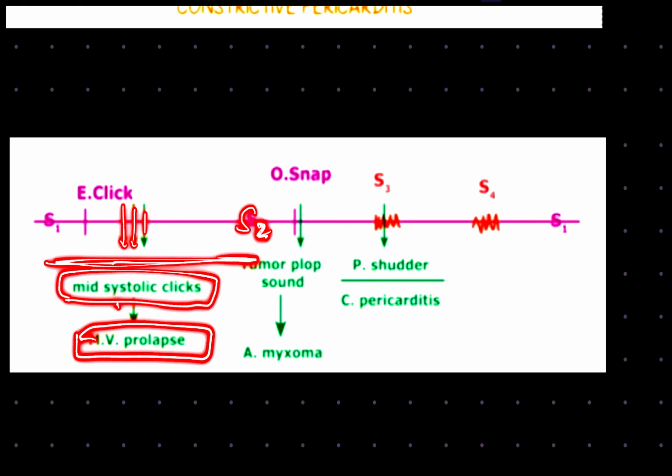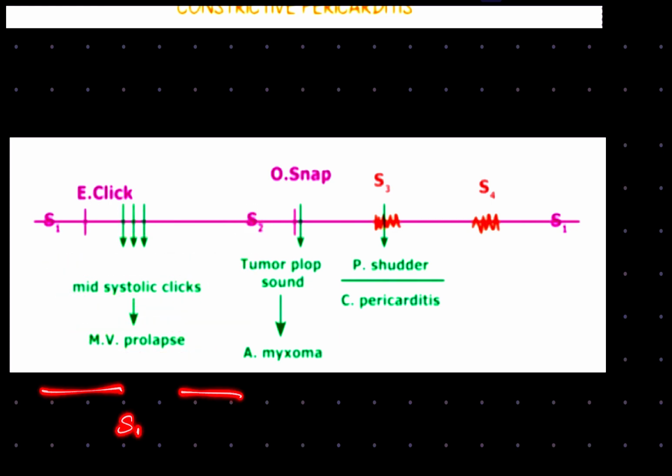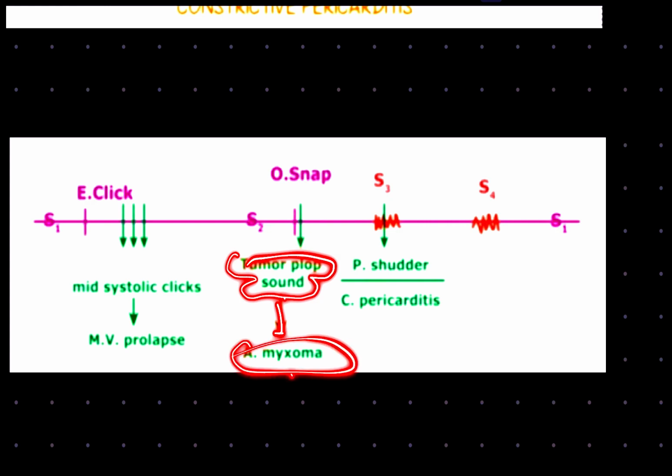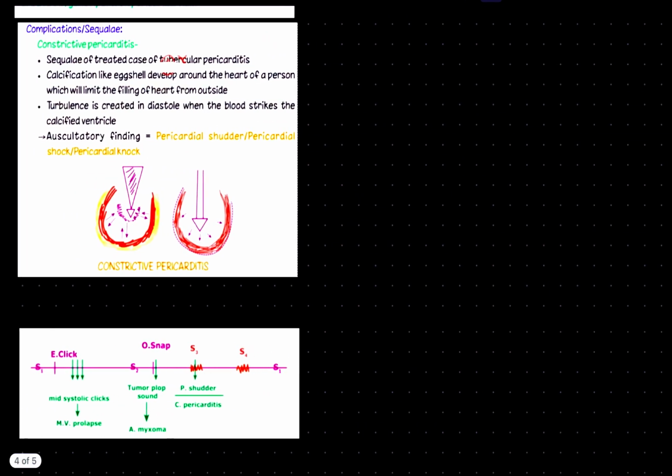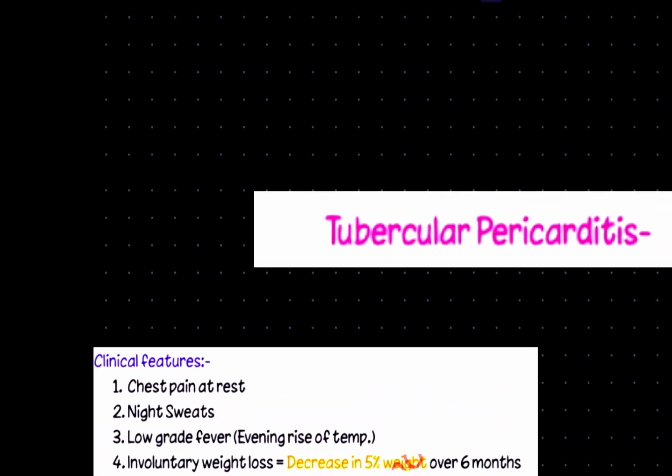From S1 to S2 is the systolic phase. After S2, there is the opening snap because of mitral or tricuspid valve opening, and this will overlap with the tumor plop sound heard in atrial myxoma. Similarly, S3 is the sound heard during turbulence, rapid ventricular filling, and it overlaps with the pericardial knock. Similarly there is S4, heard in pathological conditions, and again there is S1. So this is the sequence of the heart sounds. With this I hope we are clear about tubercular pericarditis.